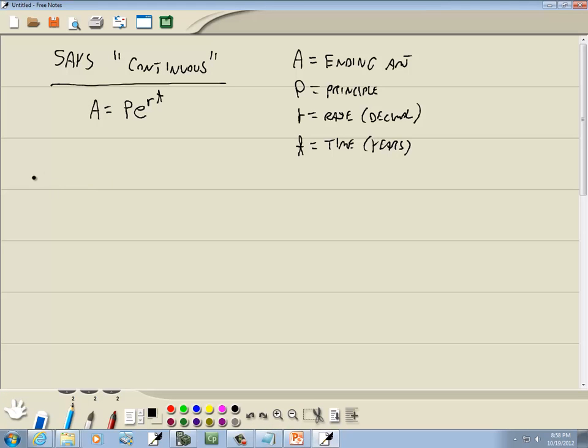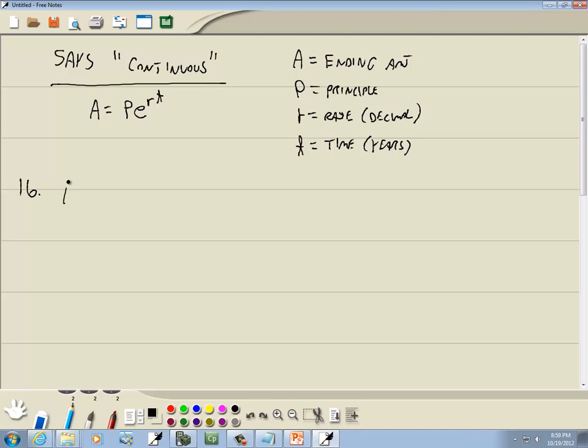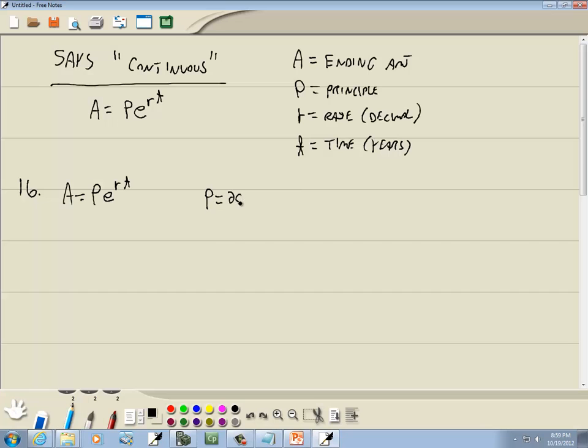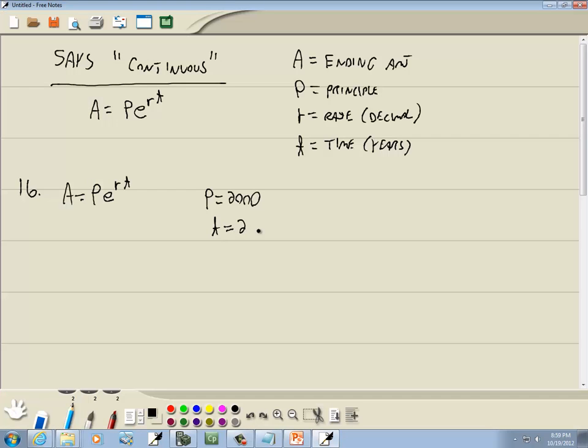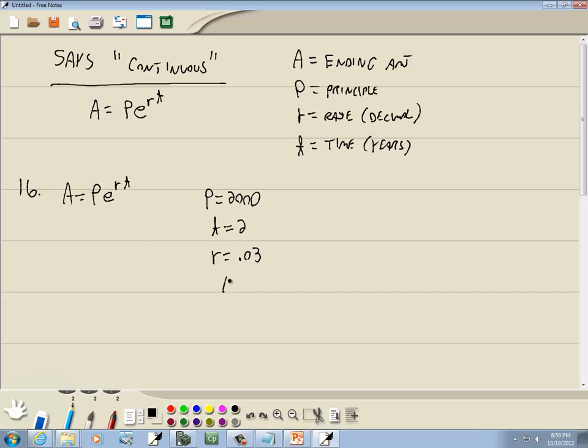So let's look at this problem. It says given interest is being compounded continuously. Again, it says the word continuous. That's why we want to use PERT formula. Let's see what they give us. Principal is 2,000. Time is 2. So T is 2. Rate is 3%. R is equal to 0.03. It says find the ending amount. So we're trying to find A, the ending amount.